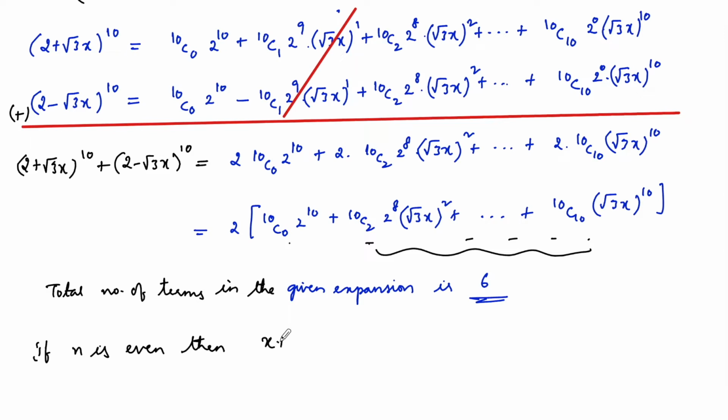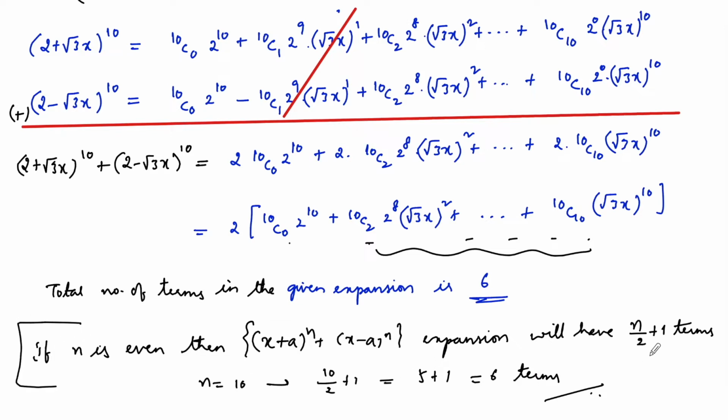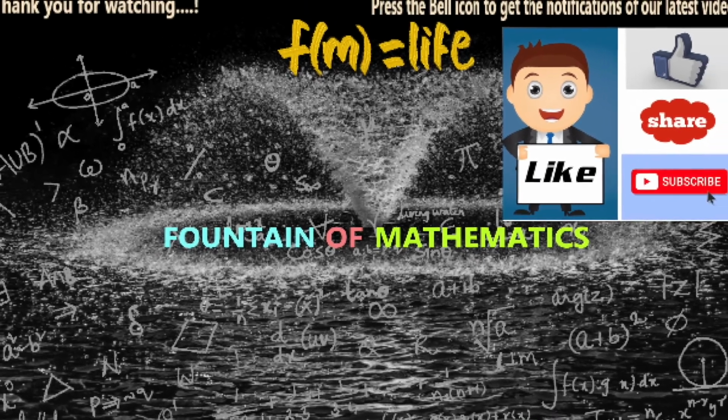Or we can just simply remember if n is even, then the expansion (x + a)^n + (x − a)^n will have n/2 + 1 terms. So here n is equal to 10, so 10/2 + 1, that is 5 + 1, 6 terms are there for this problem. You can just simply remember this concept. Okay, thank you.